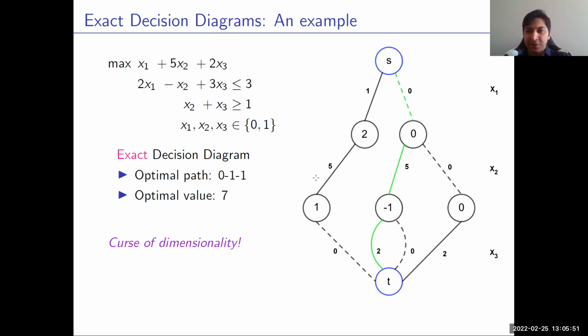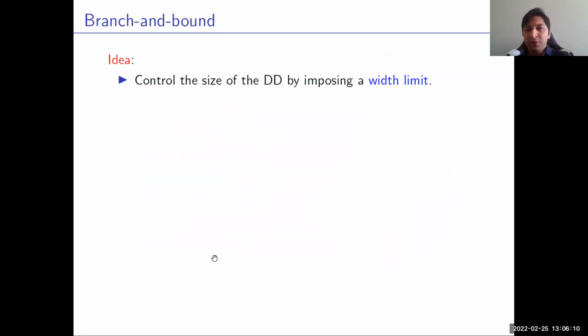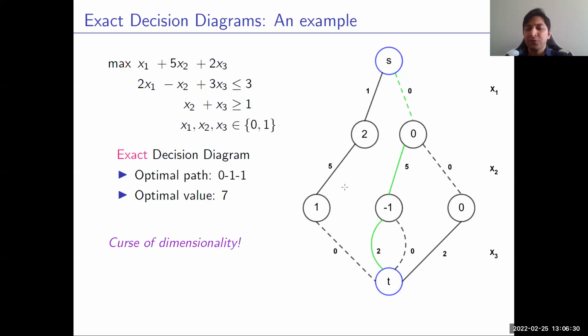So we refer to this decision diagram as an exact decision diagram because it represents the binary program exactly. But the main drawback of this exact representation is the so-called curse of dimensionality. So the size of this decision diagram grows exponentially with the size of the underlying discrete optimization problem. But to mitigate this, in the literature, the concepts of relaxed, restricted, and branch and bound for decision diagrams have been proposed. The idea is to control the size of the decision diagram by imposing the so-called width limit. So width is the maximum number of nodes at any layer of the decision diagram. For instance, here the width is equal to 3.